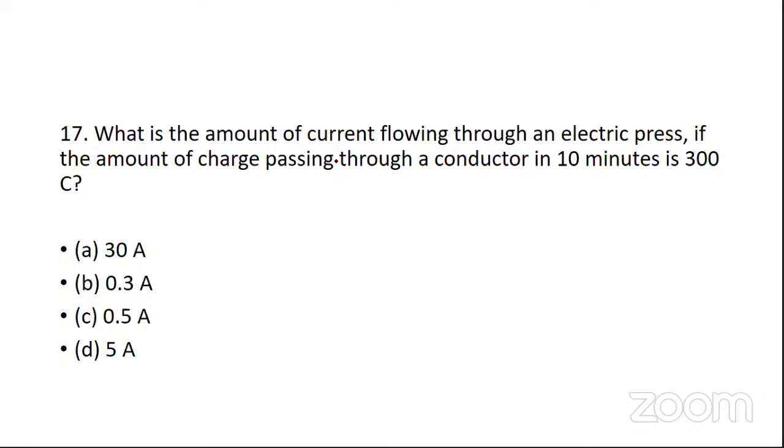This is also an easy question. I think we don't have much time, so we'll not be able to take up more questions. So let's see if we can finish these in time. All right. The amount of current flowing through an electric press, if the amount of charge passing through a conductor in 10 minutes is 300 C.